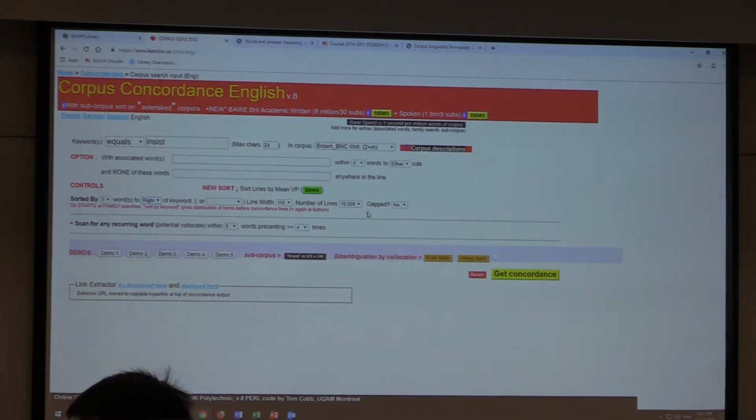And then, what about this? Well, you can change it. If you change it to 120, that means the sentence is longer, okay? Then you see, get concordance.